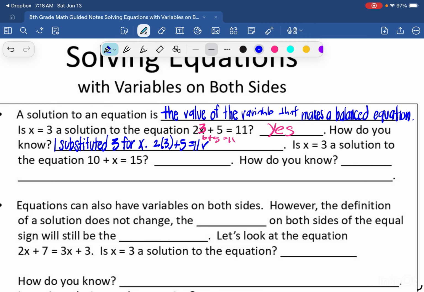Is x equal 3 a solution to the equation x plus 6 equals 15? If I substitute in 3 for x, does that make the equation balanced? Does 10 plus 3 equal 15? No. How do you know? I substituted 3 for x, and 10 plus 3 does not equal 15.